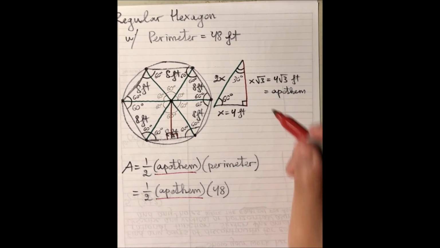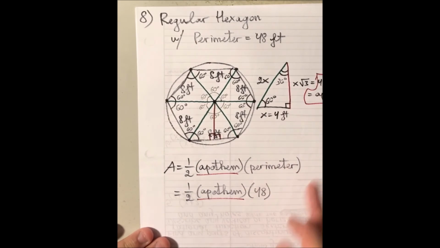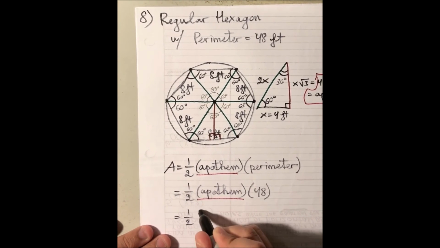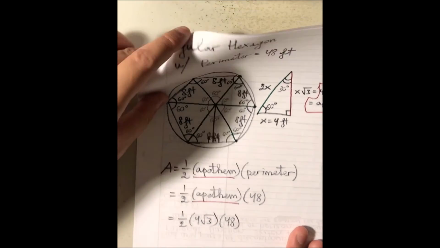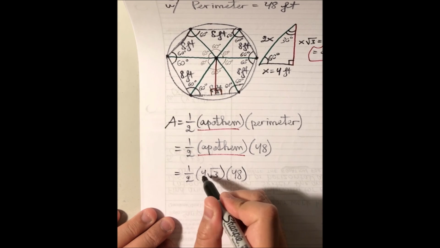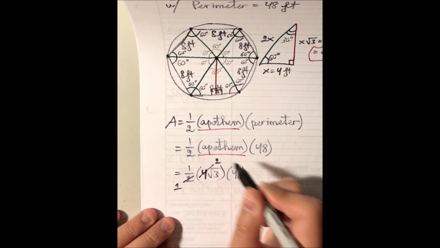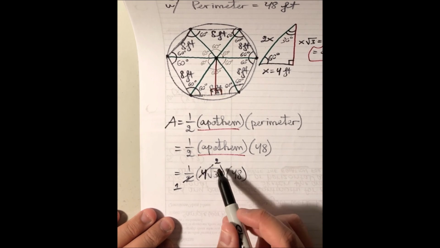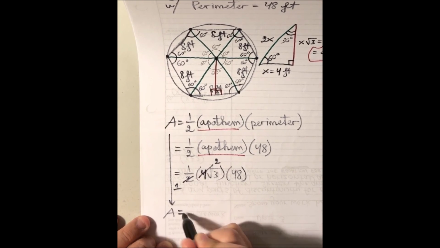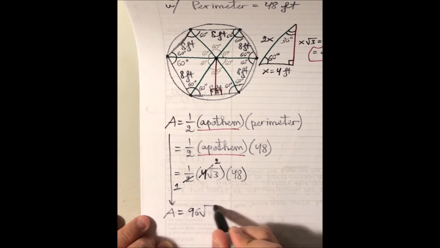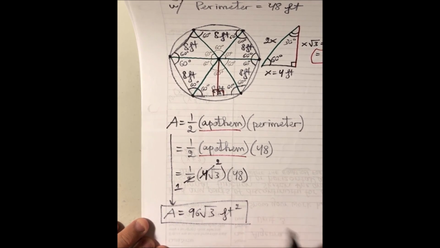So just go ahead and plug in the value of the apothem. So we got 1/2 multiplied by 4 square root of 3 multiplied by 48. Well, 2 goes into 4, so simplifying it now, 2 divided by 2 is 1, 4 divided by 2 is 2. 2 times square root of 3 times 48 is the same as 2 times 48 times square root of 3. Well, that's going to give us capital A equal to 96 times square root of 3 feet squared. This is the area of this regular hexagon.